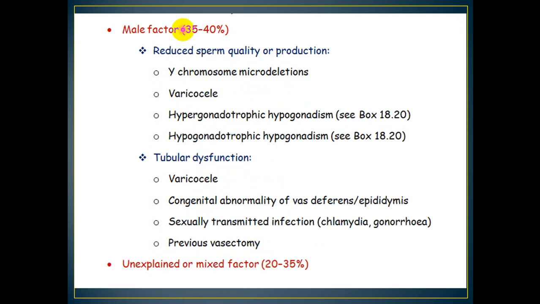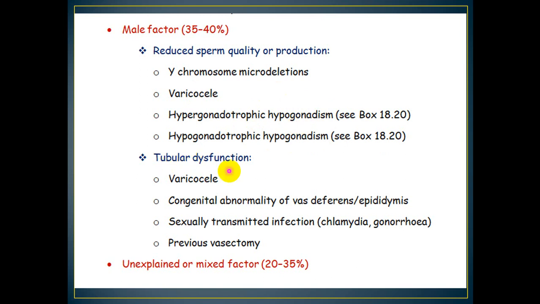While male factor is responsible for the same percentage, it is either sperm abnormalities or structural abnormalities. Sperm quality or production can be impaired due to abnormality on the Y chromosome and abnormal development of the testis and sperm. It could be due to varicocele, which is dilated veins around the testis, and the high temperature of varicocele will impair the differentiation and maturation of the sperm, or it could be one of the many causes of hypogonadism discussed previously.